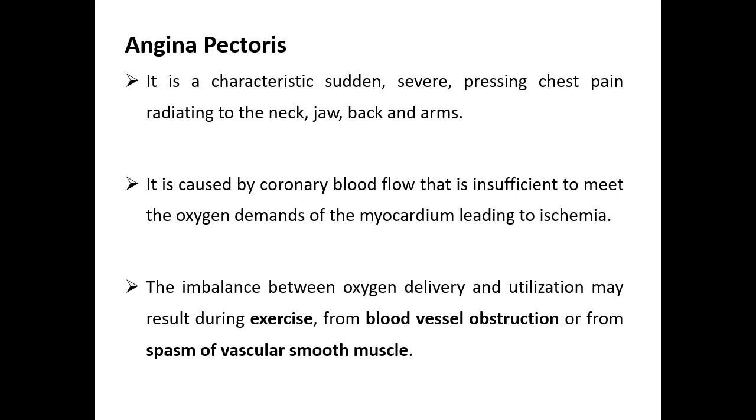This imbalance between oxygen delivery and utilization gets precipitated during stress conditions like exercise, blood vessel obstruction, spasm of vascular smooth muscle, or emotional stress. So these are the conditions that precipitate the ischemic condition when there is an imbalance between the oxygen supply and delivery in the myocardial system through coronary blood flow, and it brings on the symptoms of angina pectoris, that basically include the sudden severe pressing chest pain that reaches to the neck, jaw, back, and arms of the body.